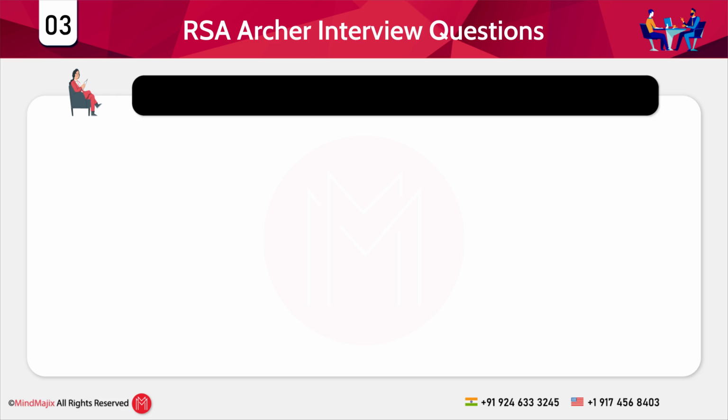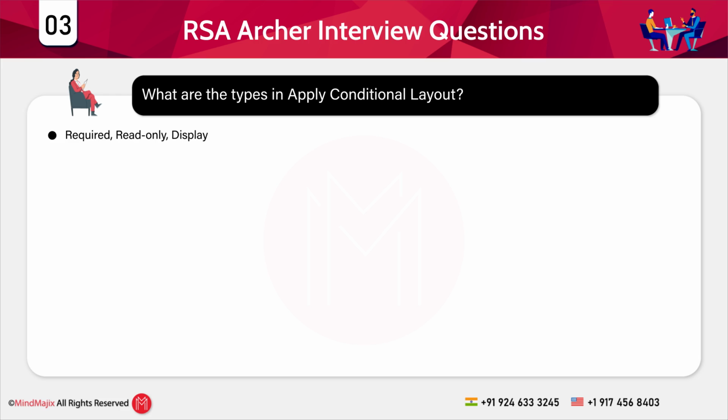Moving on to the third question: what are the types in apply conditional layout? Now, as I told you before, in the second question, in apply conditional layout, you have the ability to either make the field or the section read only, display, do not display, or make the field required. Similarly, these are the types of apply conditional layout, which are required, read only, display, and do not display. Required makes the field required. One has to fill in the value. Read only makes the form non-editable for the user.